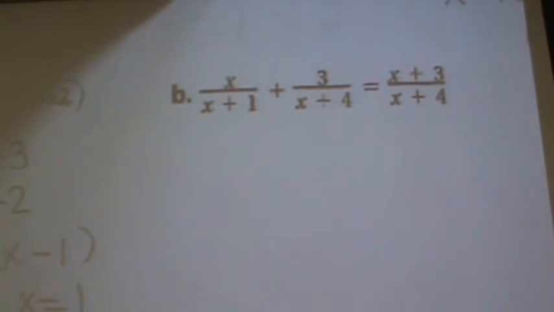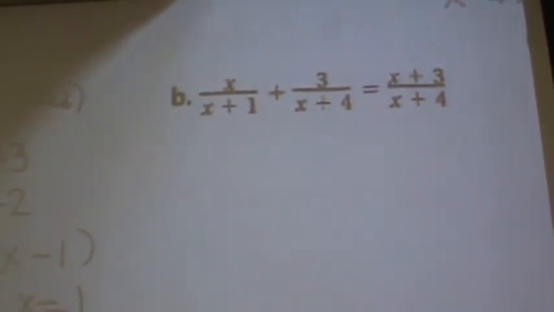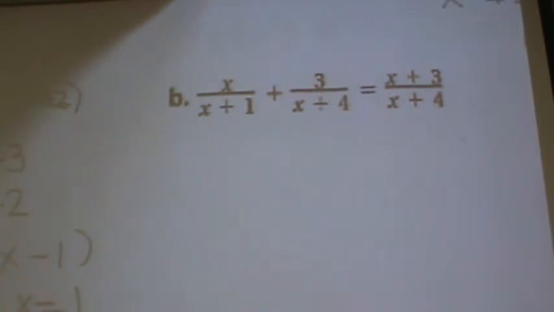Okay, in B, what's your common denominator? X plus 4, x plus 1. You're gonna multiply all of these by x plus 4, x plus 1.